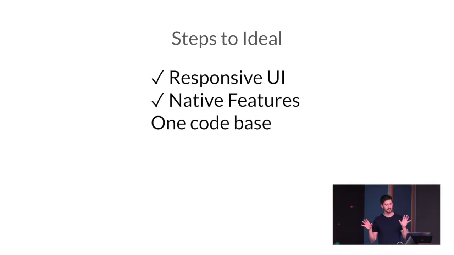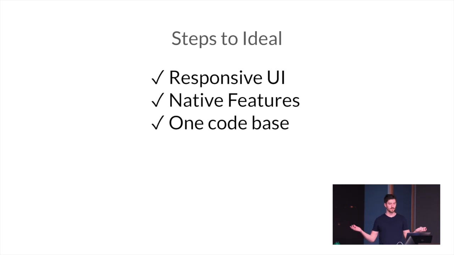So in our steps to ideal, we have the responsive UI, we have the native features, and also we've got one code base. Because we're just using Angular as our main code. And we're using Ionic as like the HTML of that, which is going to resize for your screens and change design as well for the platform that it's on. And then Capacitor is what actually gives us those native features. It gives us access to the flashlight, camera, file system.